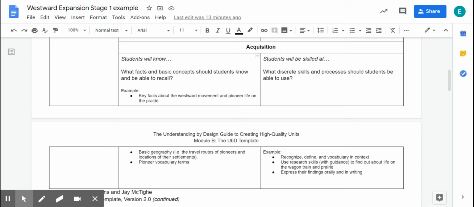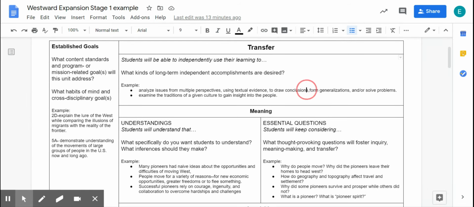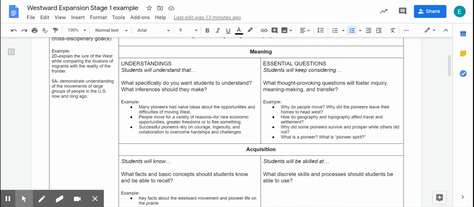But then they're also going to need to be skilled at things that they're going to do. So maybe it's that they have to use that vocabulary in context, or they're going to have to be skilled at using research skills. They're also going to have to, in this unit, express their findings orally and in writing. Having an understanding of the stage one, the transfer, the meaning, and the acquisition is what's going to guide the rest of our unit.